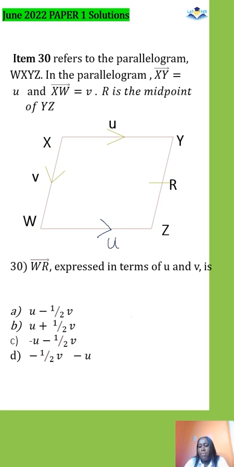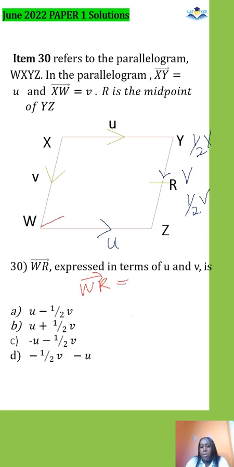Secondly, if XW is V, then YZ is also going to be V. Okay, and the question tells us that R is the midpoint of Y and Z. So if YZ is V, then YR would be a half of V, and RZ would also be a half of V. So the question wants us to express WR in terms of U and V.